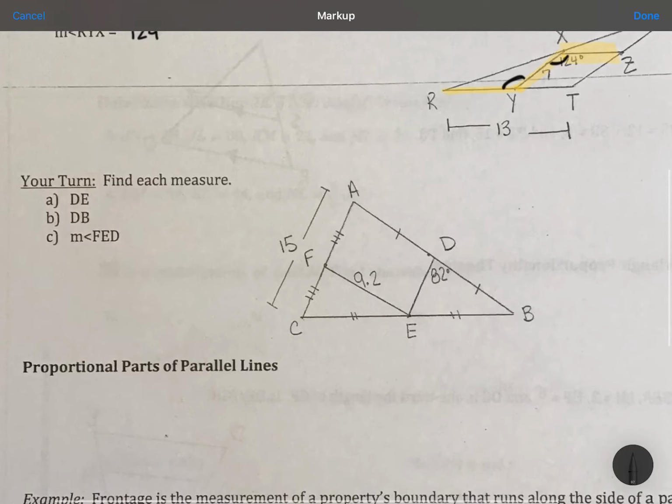It says to find the measure of each of the following. So I'm looking for the measurement of DE. DE is parallel to AC, which is 15. Half of 15 is 7.5. Did you get it right?